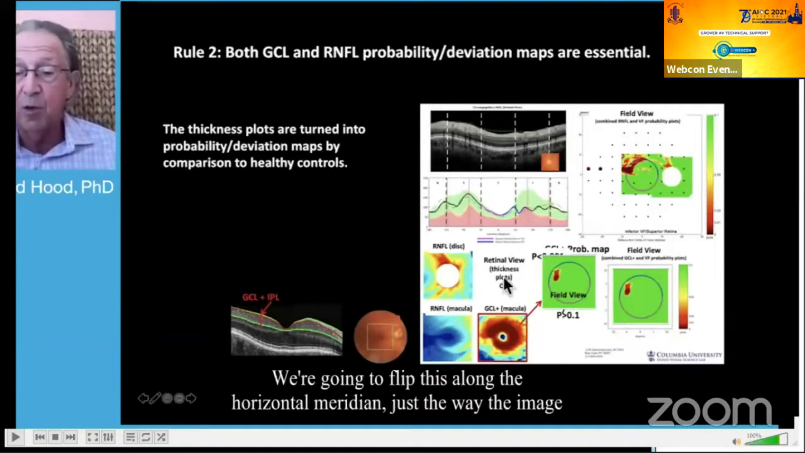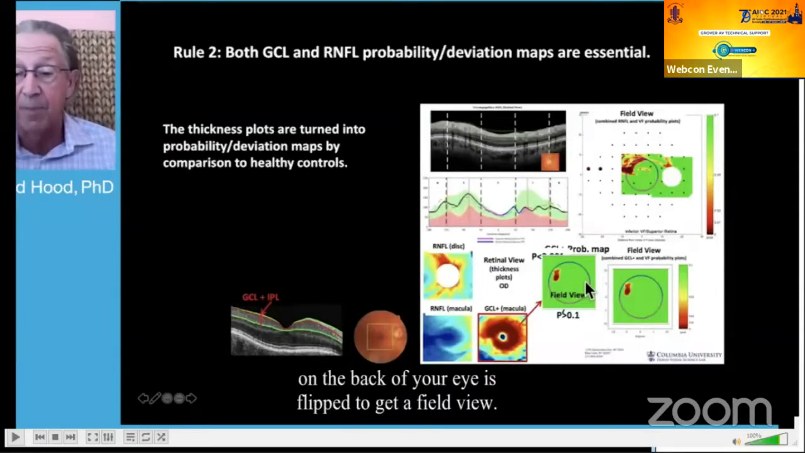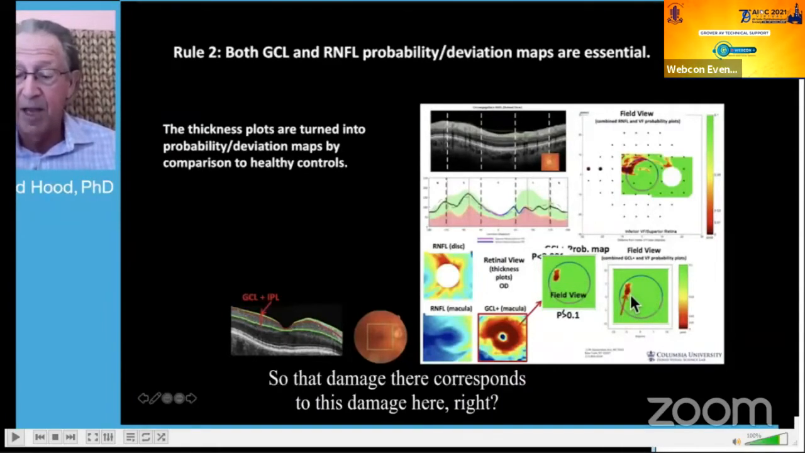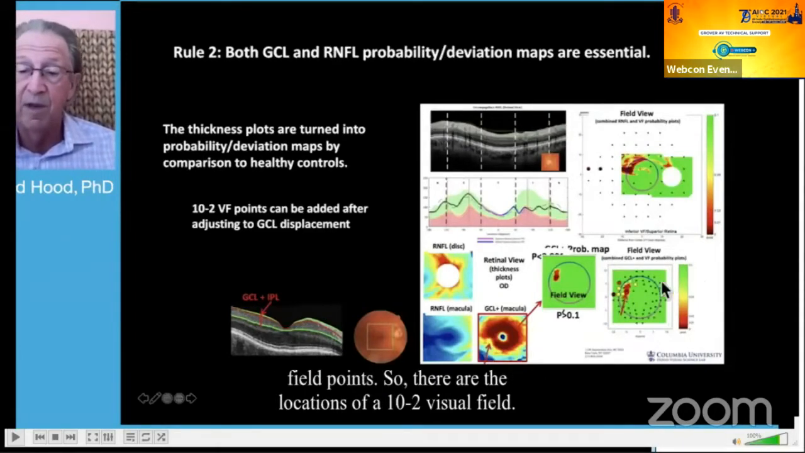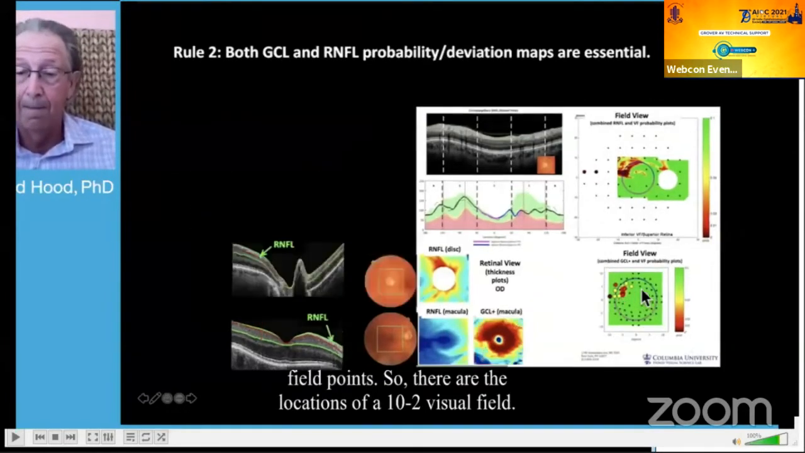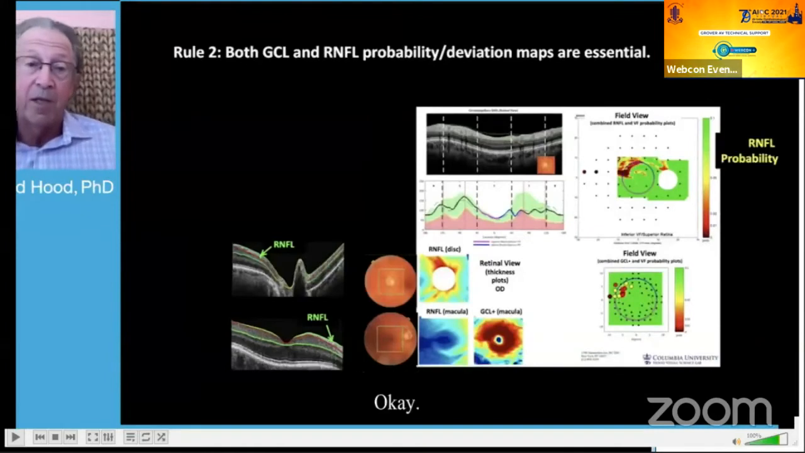We're going to flip this along the horizontal meridian, just the way the image on the back of your eye is flipped, to get a field view. So that damage there corresponds to this damage here, right? And the reason for this is we're going to compare later on this damage to visual field points. So there are the locations of a 10-2 visual field.